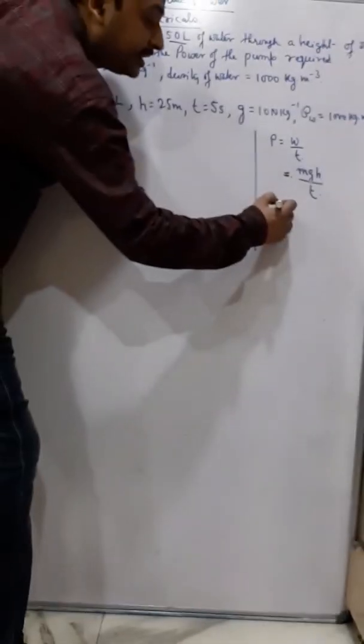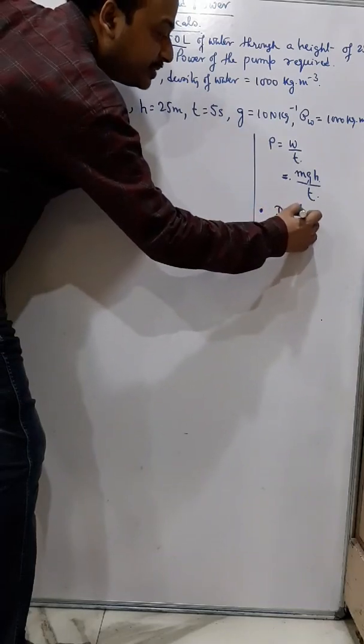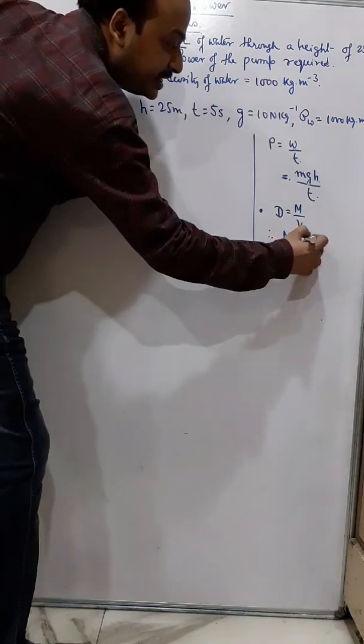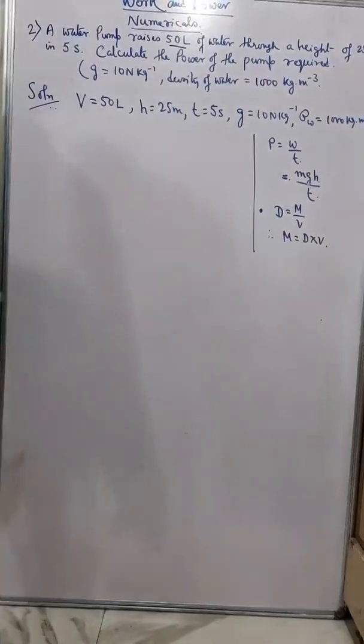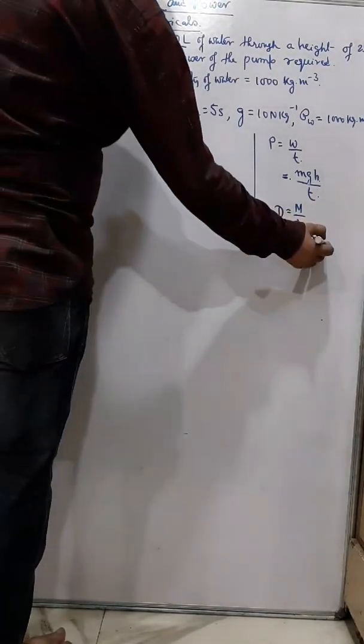So we know that density is equal to mass by volume. So from there we can say that mass is equal to density into volume. And density of water is given, 1000. And volume is also given.